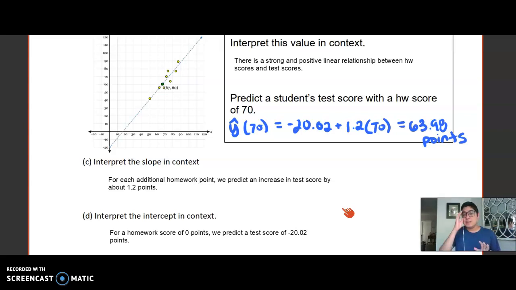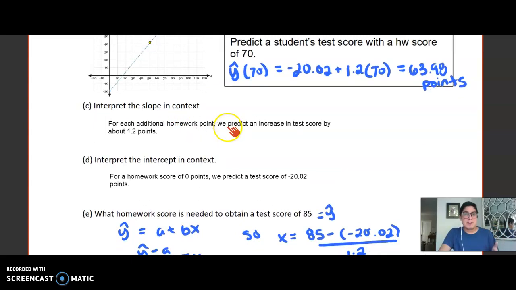I didn't do it here because it's not standard practice. I'm just predicting based on what this model tells me. But we can see that that is a bit of an extrapolation, or it's kind of outside of our realm here, so it wouldn't be necessarily the most accurate prediction.